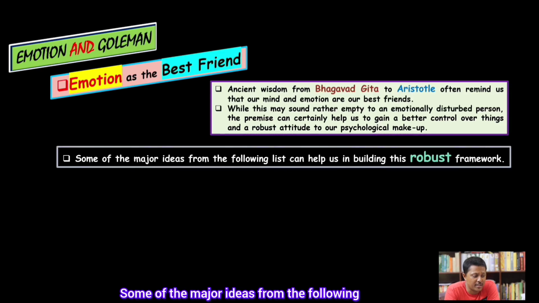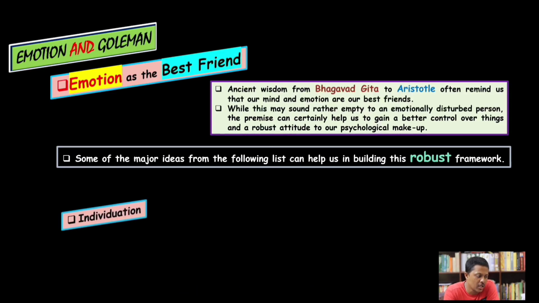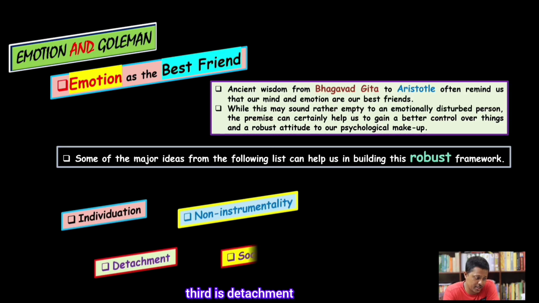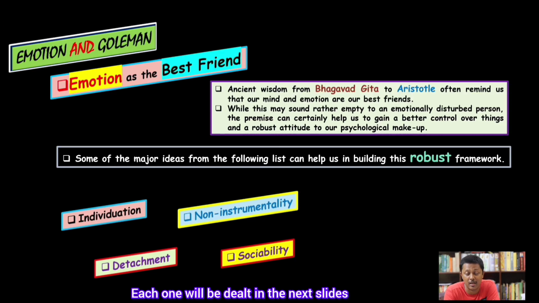Some of the major ideas from the following list can help us in building a robust framework. So, if you want to make a robust framework of this emotion that may help you as your best friend, these are the factors. One is individuation, second is non-instrumentality, third is detachment, and fourth is sociability. Each one will be dealt with in the next slides. Each one you have to understand carefully.